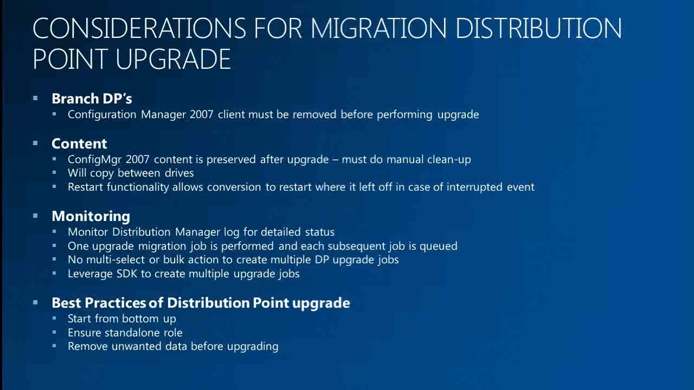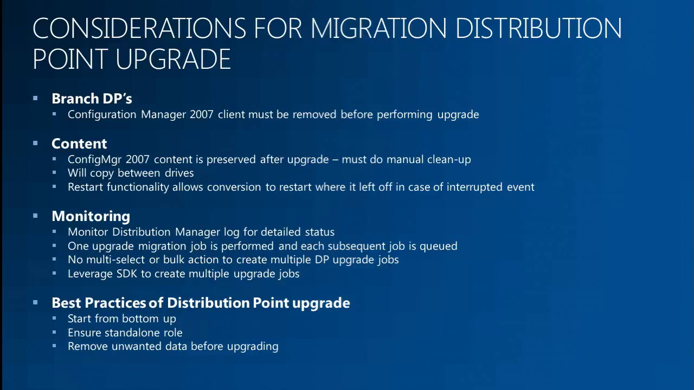So some other considerations. Branch DPs, we don't support 2012 sites that have Config Manager 2007 clients on them. So in this scenario, if you're going to upgrade a branch DP, you've got to remove the 2007 client before you do so. If you don't, and the Config Manager 2007 client is trying to modify that content, it's going to get messed up, and the content conversion action will fail. You can always restart it later after you uninstall the client. So that's why we have that cool restart capability.